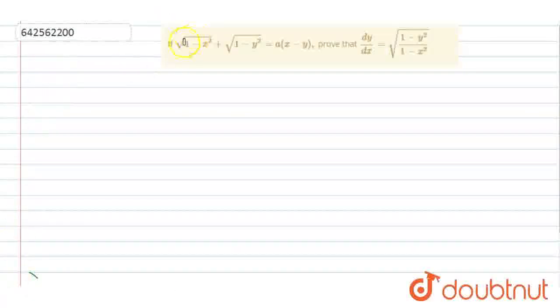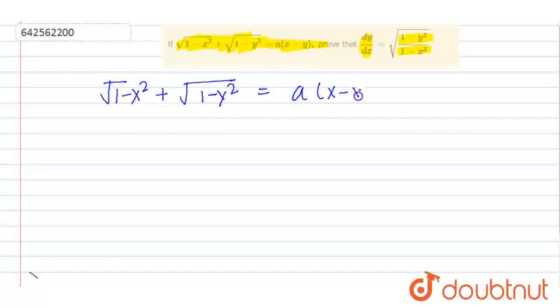So here we have a question. If root 1 minus x square plus root 1 minus y square is equal to a(x minus y), then we have to prove that dy over dx is equal to root of (1 minus y square) divided by (1 minus x square), right? This is the question we have, and we have to prove that.